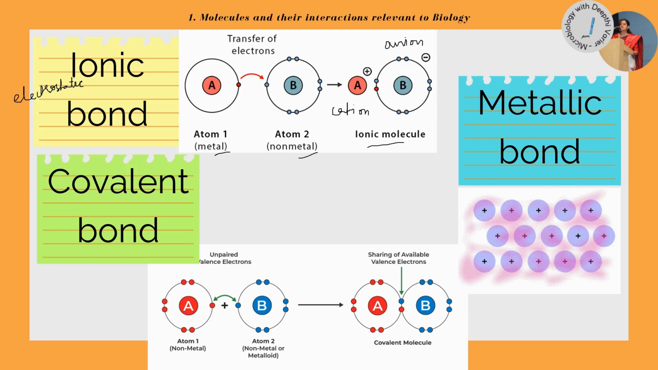We then have covalent bonds. Covalent bonds are where the atoms are sharing the electrons. There may be a difference in their electronegativity, but not so much as to ionize the element. So the ions are not formed.